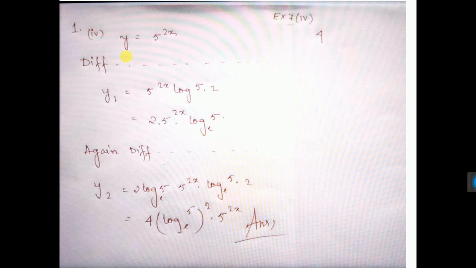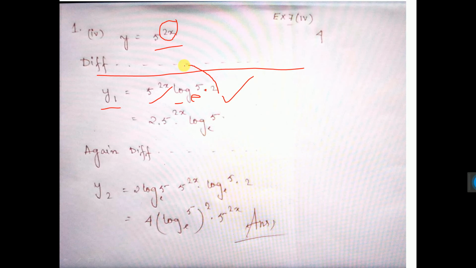Again see, y equals 5 to the power 2x. So you can write the formula a to the power x. Now differentiating both sides with respect to x, y1, that is dy/dx, equals a to the power x into log a base e. a is 5, log a base e. You can write e or not, that is a different thing. Again d/dx of 2x, chain rule you have to apply. So 2x differentiation is 2. So 2 I bring front, 2 into 5 to the power 2x into log 5 base e.